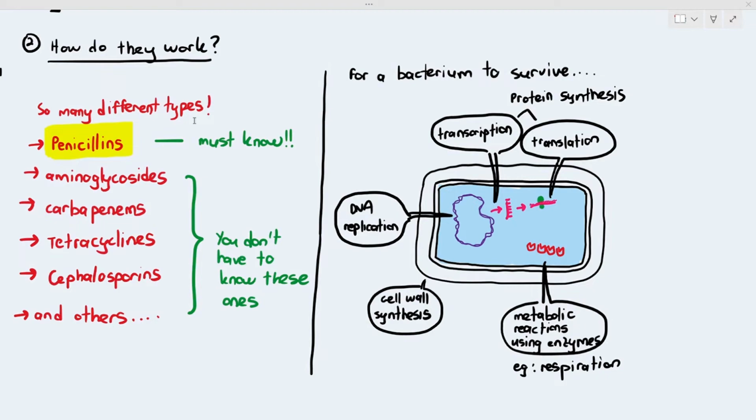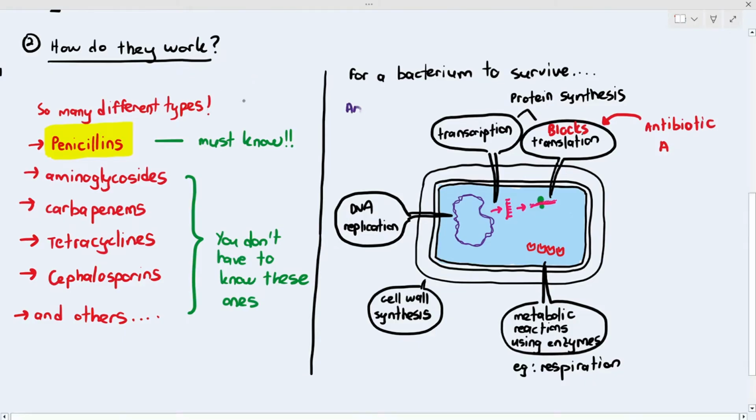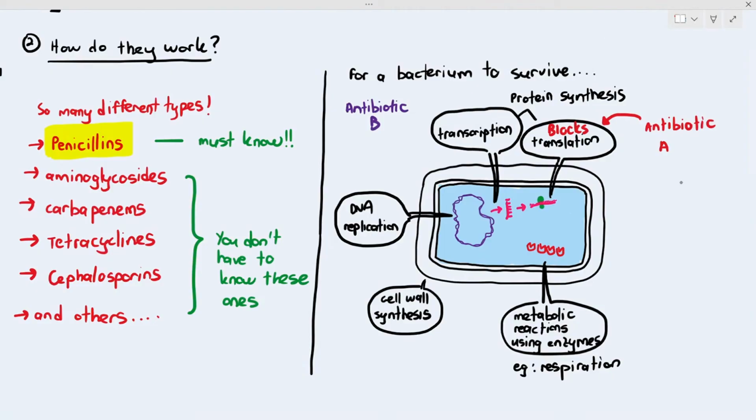So remember, we want to use antibiotics to kill bacteria or even prevent it from reproducing. For example, antibiotic A, you don't have to memorize this, I'm just showing you that one particular type of antibiotic can be used to block translation. Another type of antibiotic, which I'm going to call antibiotic B, can be used to block transcription. Thus, this prevents the bacteria from carrying out protein synthesis. And if the bacteria cannot produce proteins, they have a higher chance of dying because they need proteins to survive. Examples like enzymes and such.